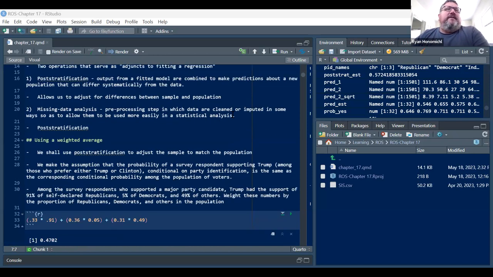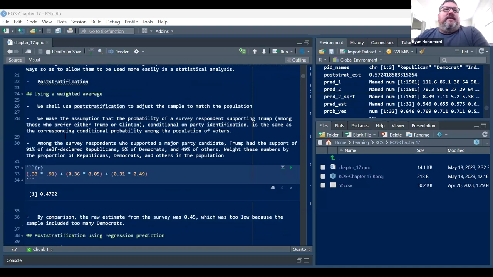Just to start off with this post-stratification idea, the simplest way of dealing with this is to use a weighted average. They used the example in the book of support for Trump. There are Democrats, Republicans, and I guess independents, or others, I should say.